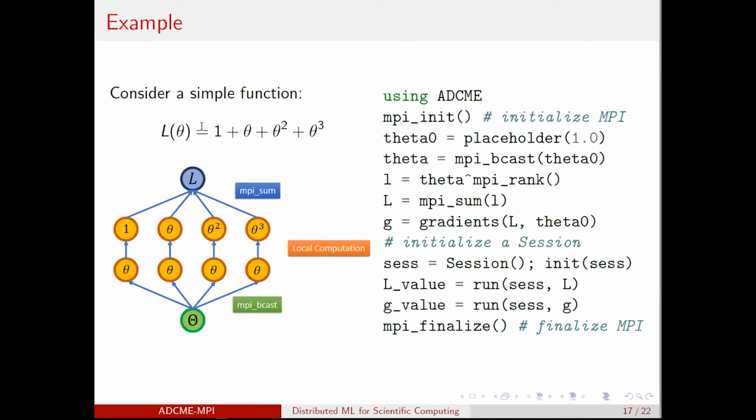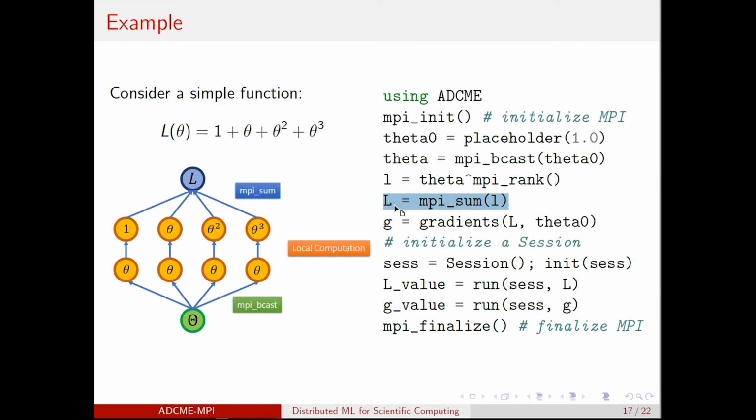This is an example to illustrate how it works in ADCME. For example, if you want to calculate this loss function in a distributed system, this is the ADCME code. All we need to do is add 2 lines of code. We need to broadcast this data onto different machines, and then when we do the summation of the loss function, we only need to do MPI sum instead of the typical sum function. And then we can convert this serial code into distributed computing code.